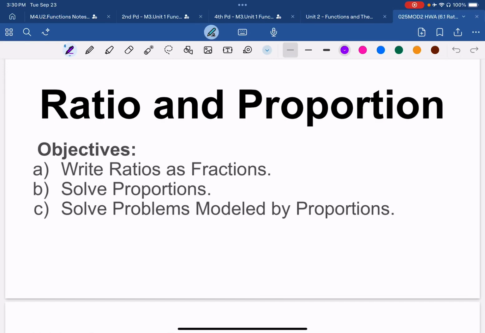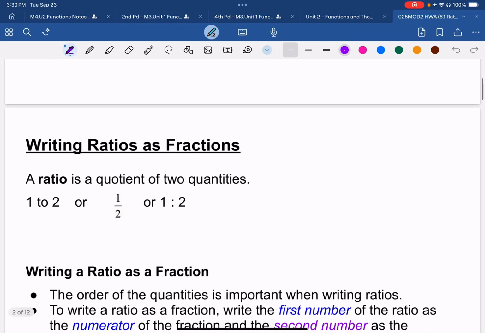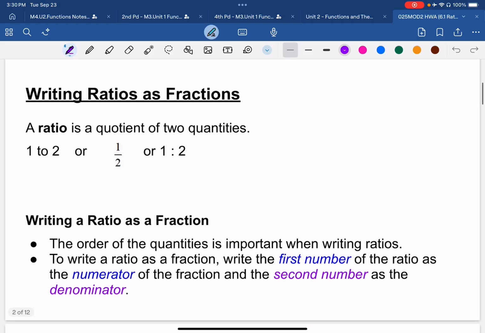This video is about ratios and proportions. And so we're going to look at how to write ratios as fractions, how to solve proportions, and then we're going to look at solving some problems where we model with proportions. So the first thing we're going to start with is writing ratios as fractions.